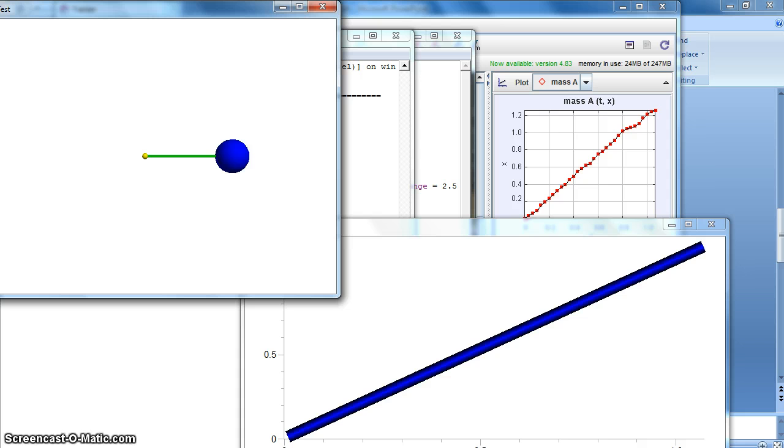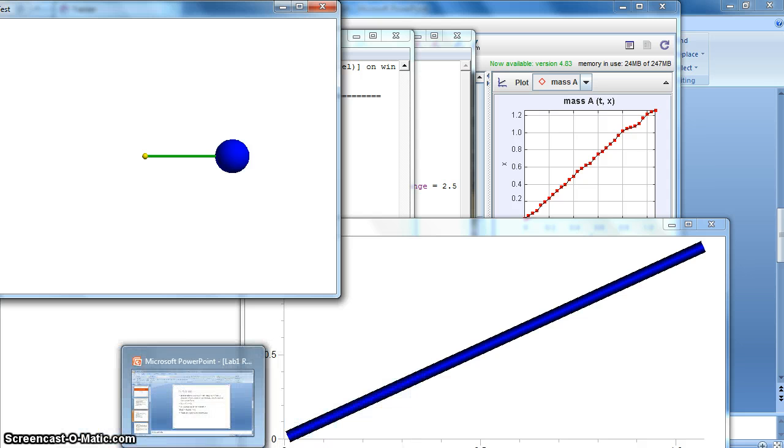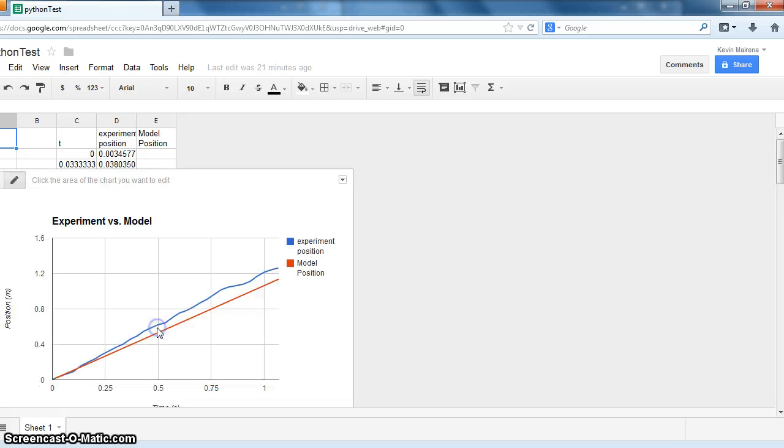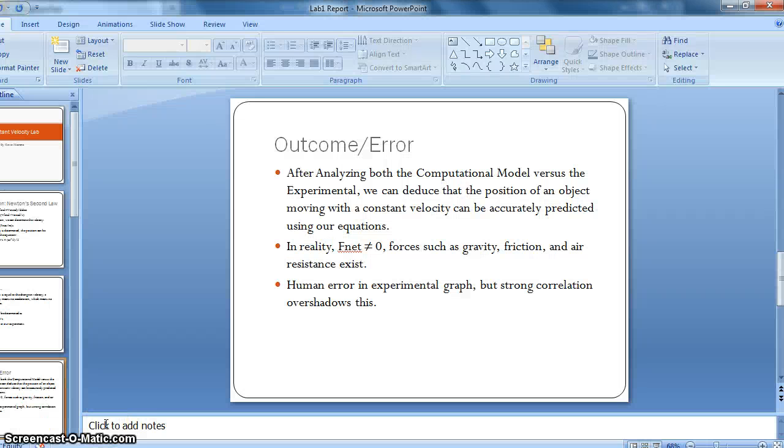When we compare the data that we find in our computational model to the data in our experimental model, we can clearly see both our experimental position and our model position correlate. Therefore, our computational model and the equations that we use to predict the position of the object are accurate in real time.